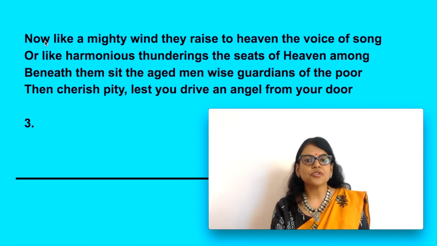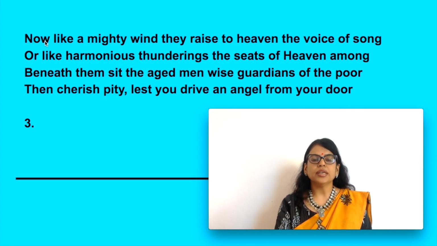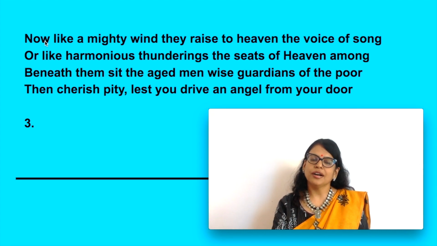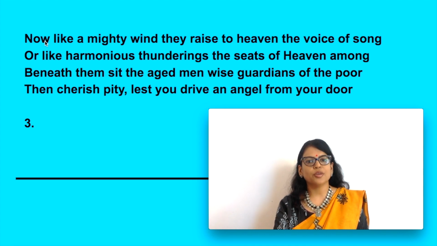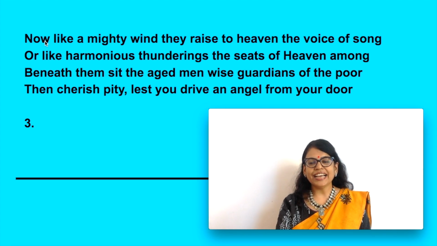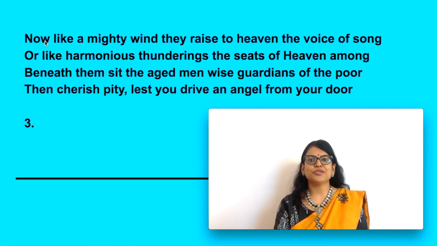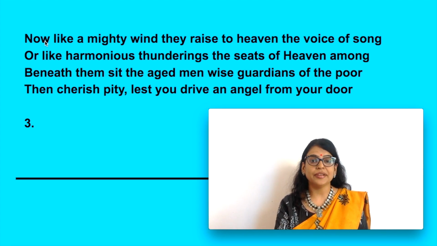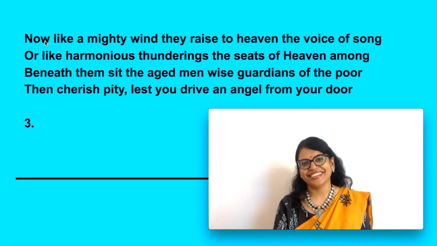Because when all the children sing together, it is really a very loud sound. It is a sound in which there is a lot of air involved because every child is adding his or her voice to the song. Now, "a mighty wind they raise to heaven the voice of song, or like harmonious thunderings, the seats of heaven among." And the sound is so loud that you feel it's almost like a thunder because all the children are singing together, but it's a very harmonious thunder.